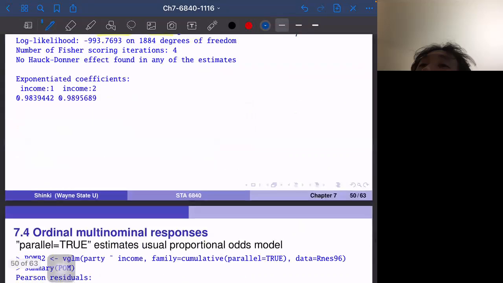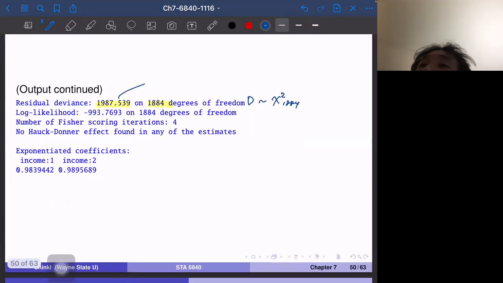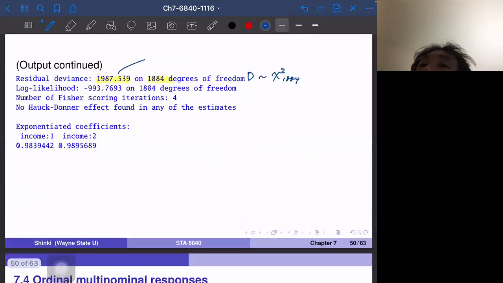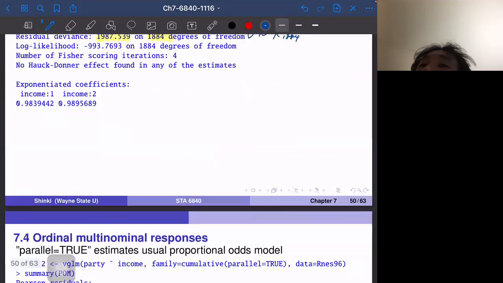Yeah, so this is basically the estimate, and we have some other information such as the log likelihood and the exponentiated coefficients. Because this is a kind of logistic model, if we think about the exponential, it's easier to interpret the coefficient in terms of the log odds ratio.